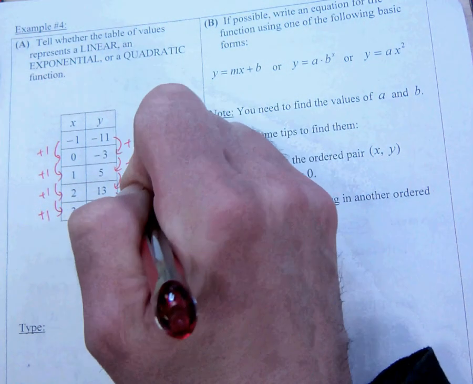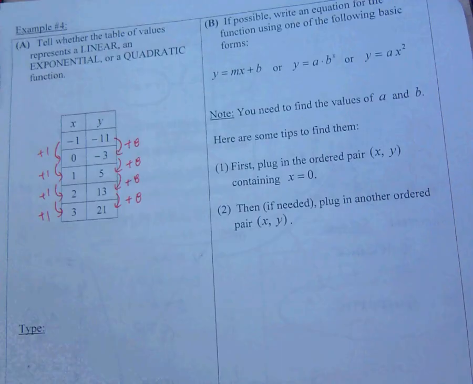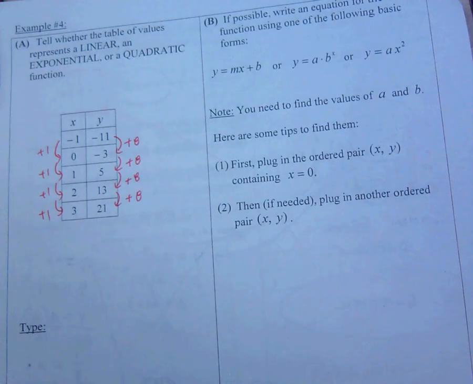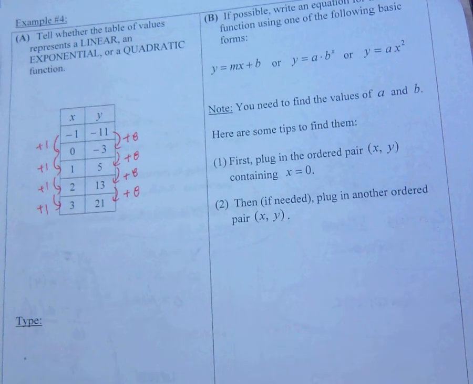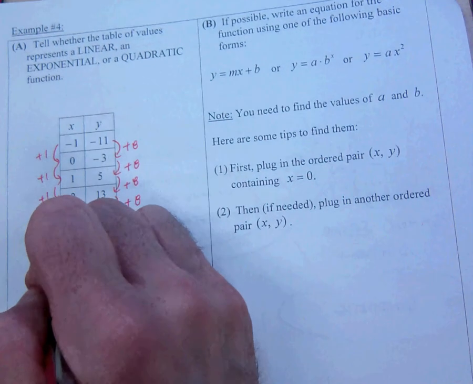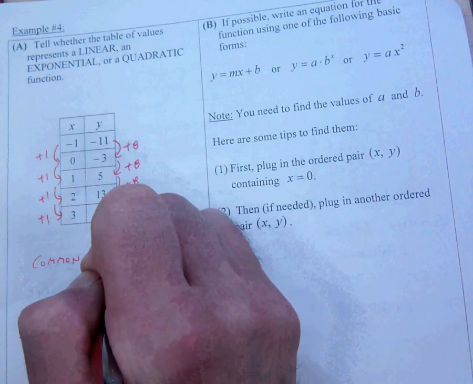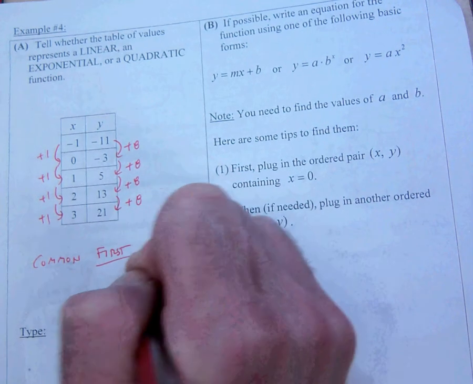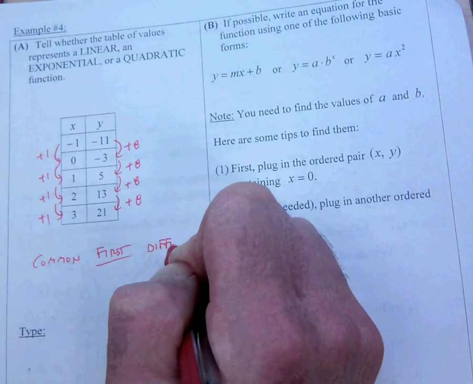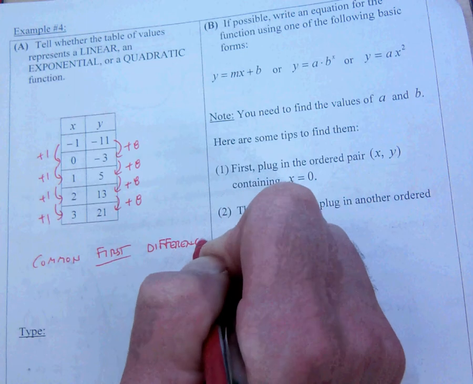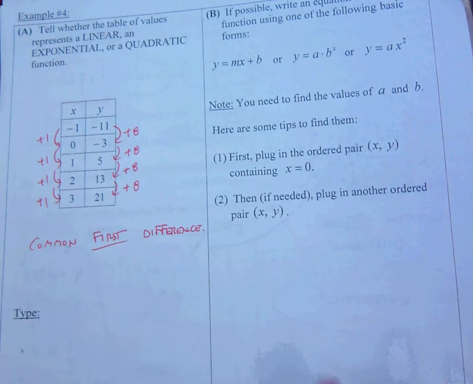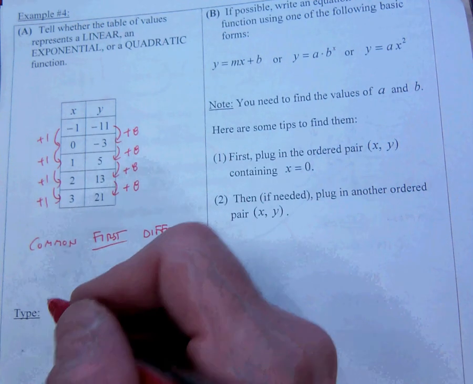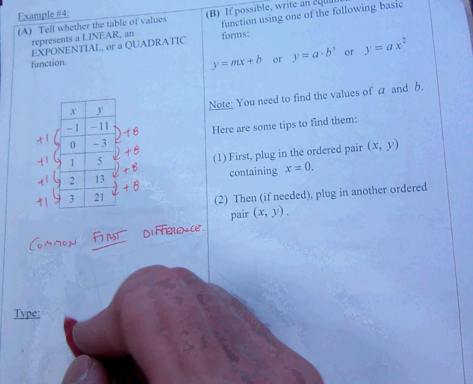Okay, watch. Ready? Okay, so obviously there's a common first difference, yes? So, with that in mind, what type is it? Linear. Linear. All right, now watch, guys, please. You don't want to miss this.